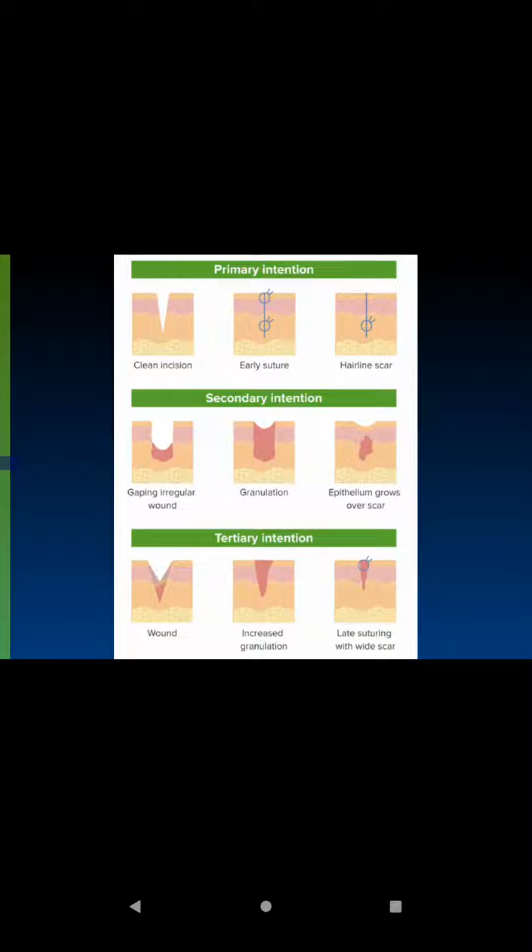In primary intention, the edges of the wound are brought together and there is minimal scar formation. In secondary intention, there is sufficient tissue lost, thus the surface cannot be brought together and the wound heals by granulation. While in tertiary intention, there is delayed closure of wound because of the risk of infection, contamination, or poor circulation.